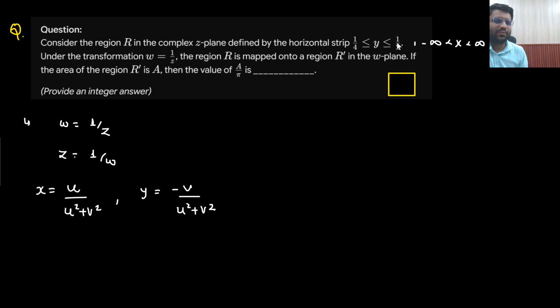If I am saying that my y should be going from 1 by 2 to 1 by 4, that means x can take any value. Now if I am not talking about x, in the xy plane, how would it look like? Sir, in the xy plane, this is how it would look like. This is your x, this is your y.